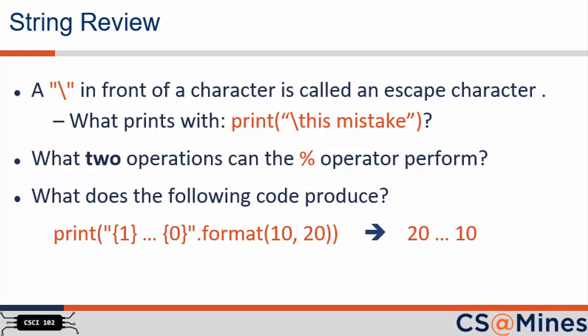Also recall that the % operator can perform two functions. First, it can take the modulus of two numbers, and second, it can be used for string interpolation, also known as variable substitution. Lastly, we can format strings using the .format function. In this function, we pass in variables that we want to substitute into the string where sets of curly braces exist.